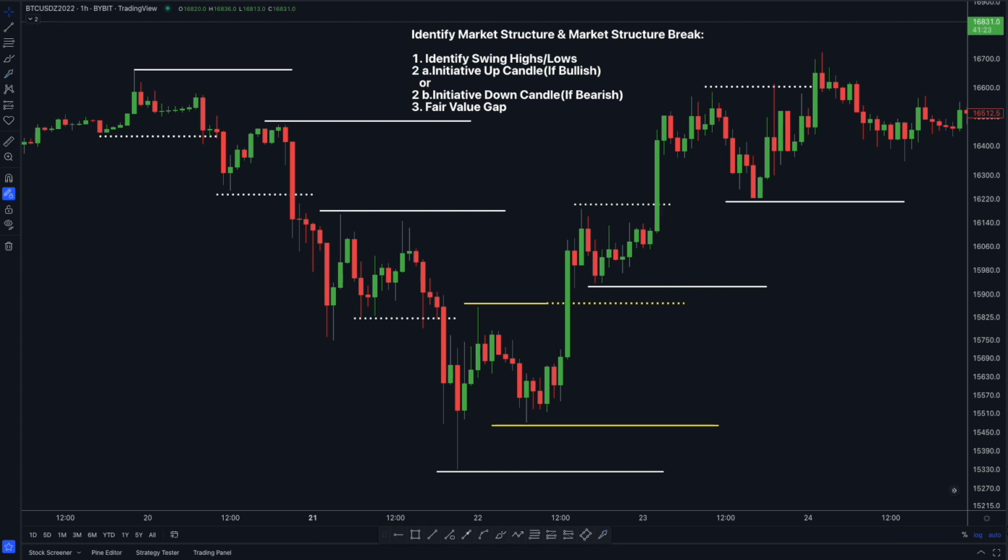So now that you understand how to identify market structure and market structure breaks mechanically, it's time for you to go through your charts and start applying the concepts that you have learned. As you know, practice makes perfect, and it's only by spending time and putting in the effort that you will understand a concept and learn something. So this was the second part of the technical analysis series.